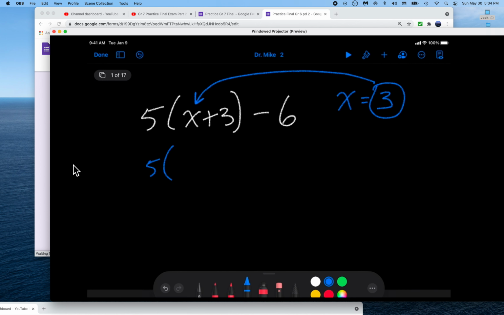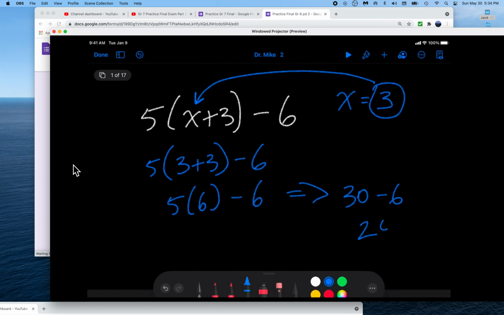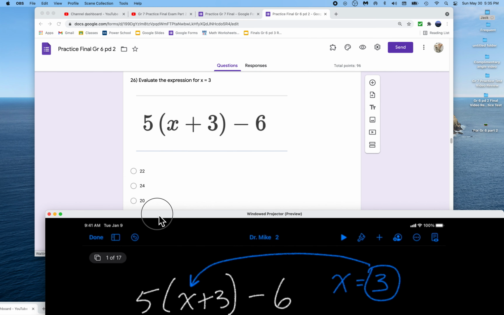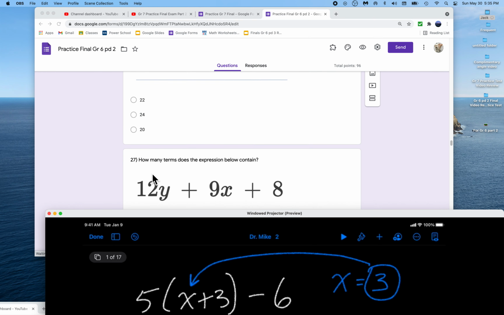So this becomes 5 times 3 plus 3 minus 6. 5 times 6 minus 6. 30 minus 6, or 24, is your final answer. Let's see if it's there or if that's a right end. Nope, it's right there. Choice 2.